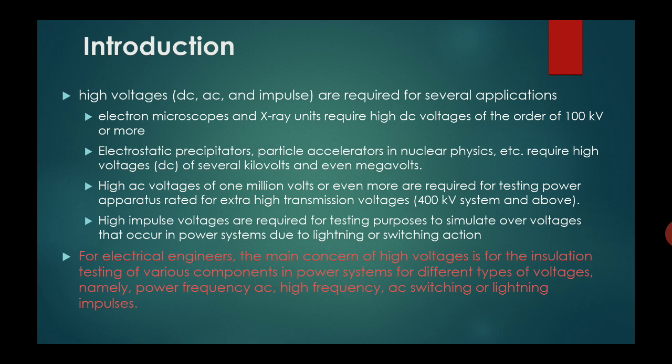Okay, now as for the introduction of these topics, you need to understand that these high voltages, let it be AC, DC or impulse, have several different applications. For example, the electron microscope and X-ray units require a high DC voltage of the order of 100 kilovolts or more. So the X-ray units and the electron microscope, which are heavily used in modern society, require high voltages. Even the electrostatic precipitators, particle accelerators and nuclear physics require high voltages.